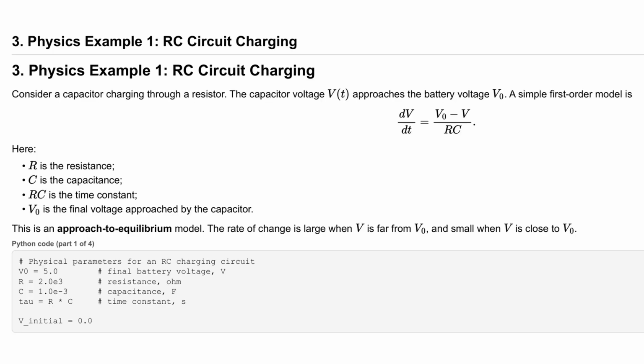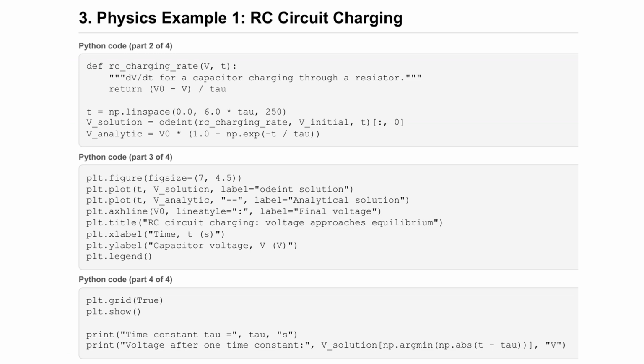Our first example is an RC circuit, where a capacitor charges through a resistor. The differential equation models the approach to equilibrium, driven by the difference between the battery voltage and the capacitor voltage, scaled by the time constant. We set up this model in Python by defining our physical parameters and the derivative function. Then, we use odeint to solve for the voltage over a time span of 6 time constants, and we prepare to compare it against the known analytical solution.